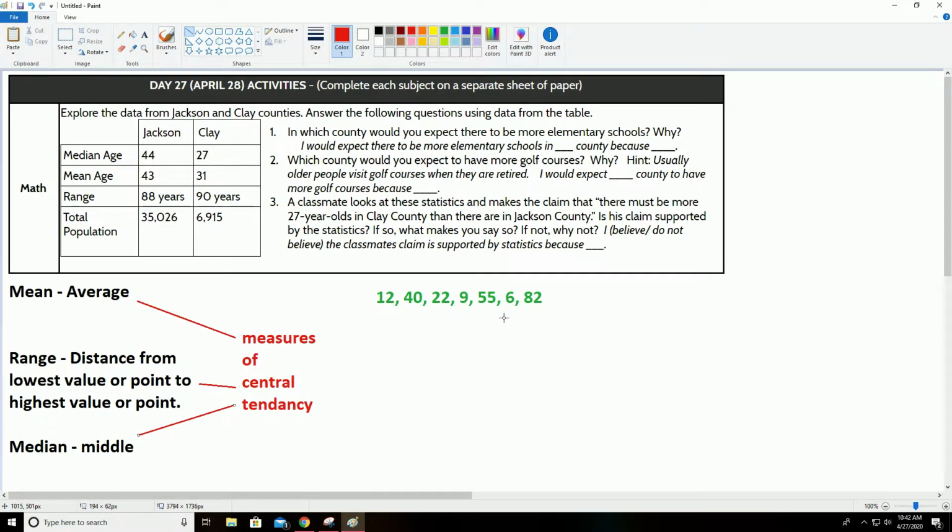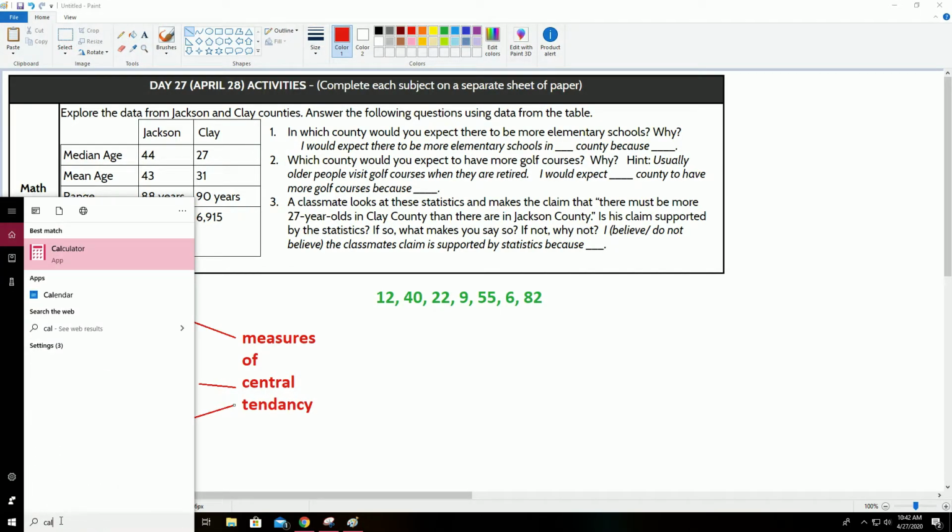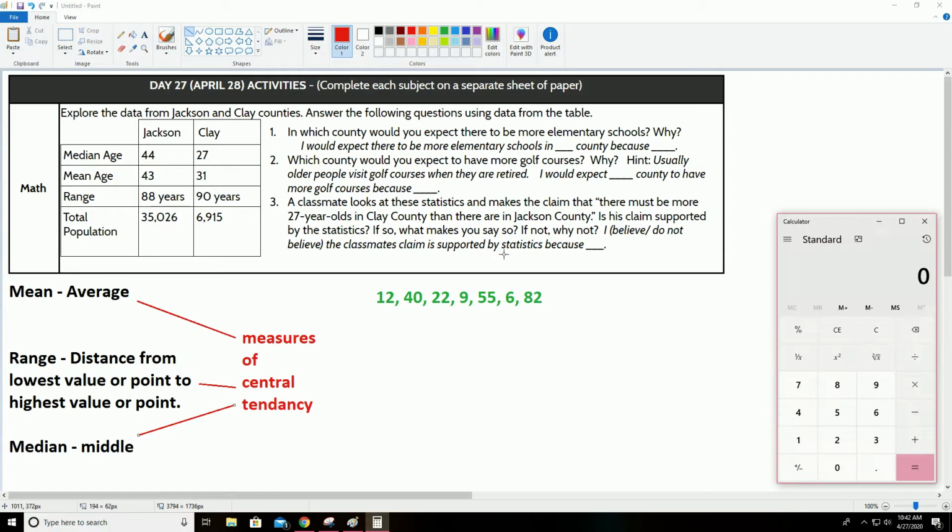So in my example here, finding the mean, if I pull up a calculator, we can do this quickly. All we're doing is adding up each one of these numbers: 12, 40, 22, 9, 55, 6, and 82. And we're just pretending these are the ages of, let's see, 1, 2, 3, 4, 5, 6, 7 people in Jackson County.